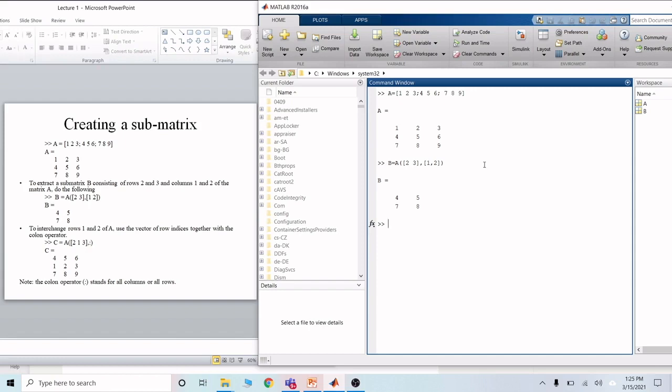And now I want to change row 1 and row 2. C is equal to, from the A matrix, I want to change row 1 and row 2. First I want row 2, then I want to write row 1, then row 3.